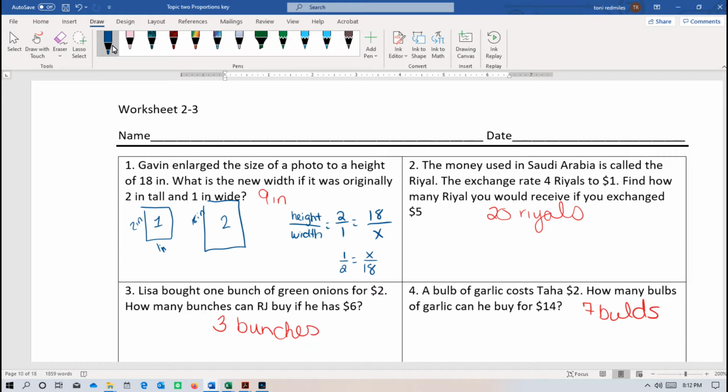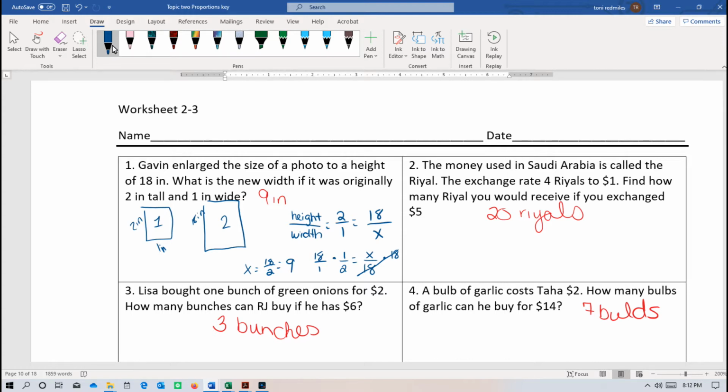All right, so the 18 is dividing x, so the opposite operation is to multiply it on both sides. That's going to cancel these two out, leaving me just with the x. And this is going to become 18 over 2, which reduces down to just 9 inches.